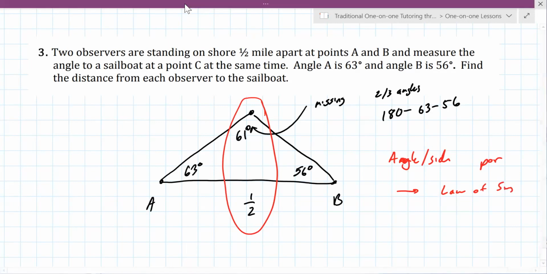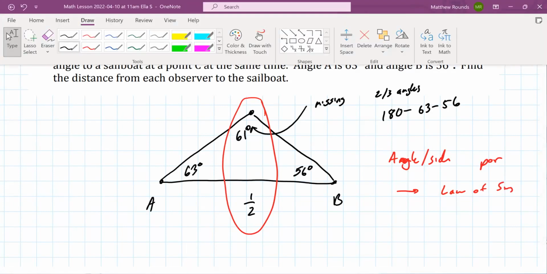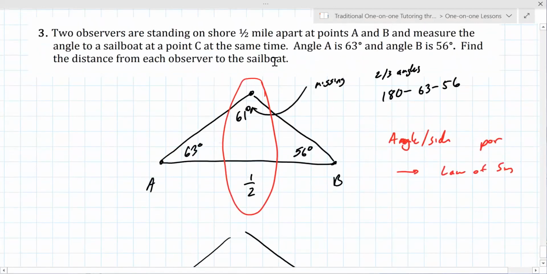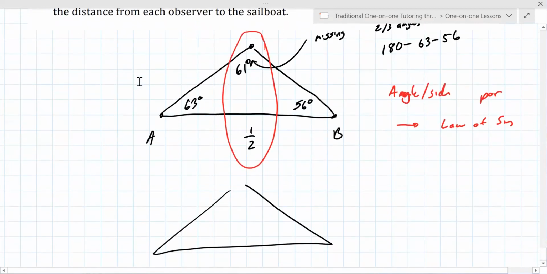And the setup is there's a couple of different ways it's usually organized, but in your problem, well, actually, what are we trying to find? Find the distance from each observer. Okay, so they actually want little b and little a.